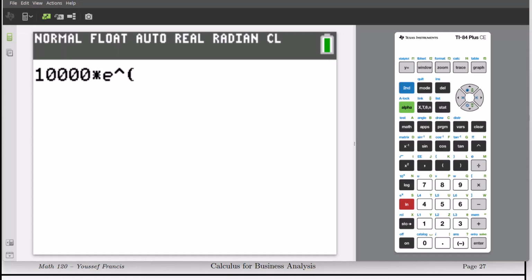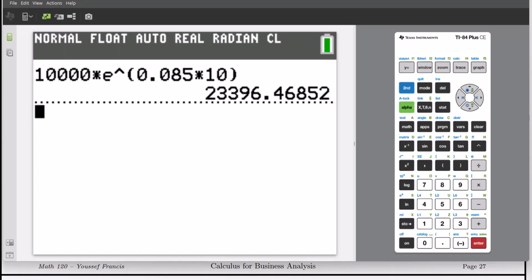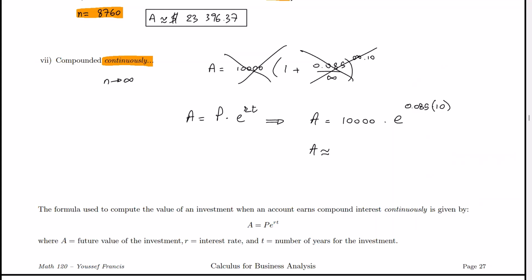So I'm going to type in 0.085 and multiply that by 10 years. Close the parentheses and then just hit enter. And there you have it, 23,396.468. So I'm going to round up. So instead of 46, I'll say 47. So the answer here was $23,396.47. So this is the best case scenario.